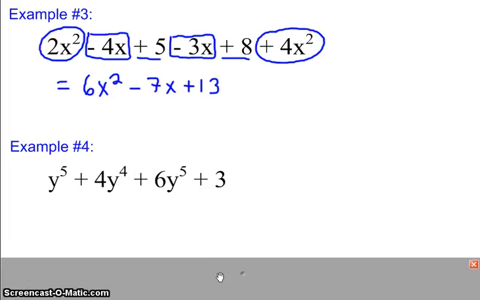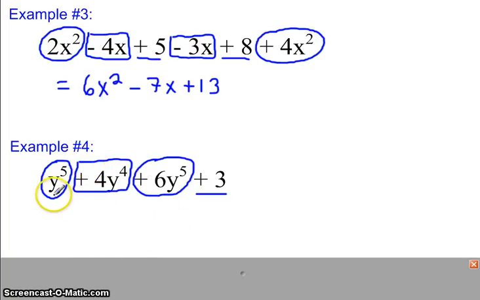Example number 4, we'll go with some higher powers than squareds. This one's y to the 5th plus 4y to the 4th plus 6y to the 5th plus 3. So we'll start with the highest power, which are the fifths, the y to the 5ths. We got 4y to the 4th here. And we got a constant. So really the only terms we can combine are the 1y to the 5th and the 6y to the 5th.